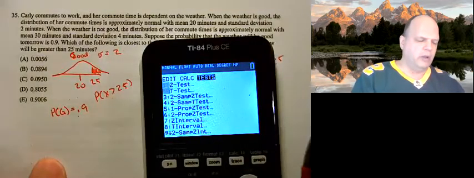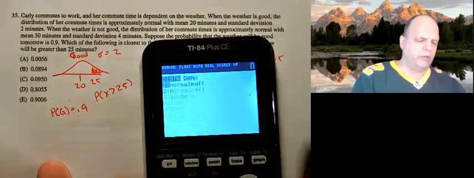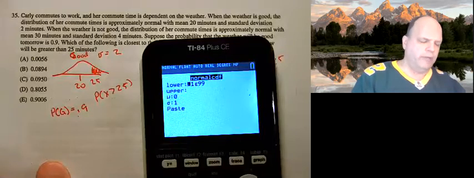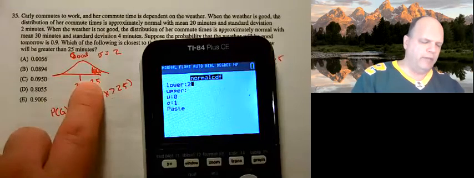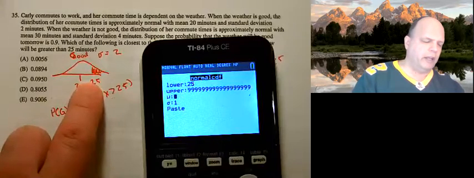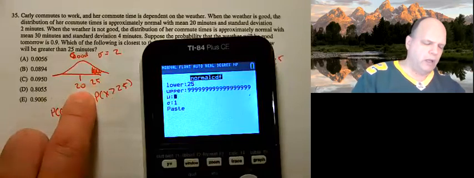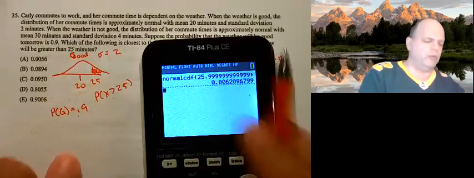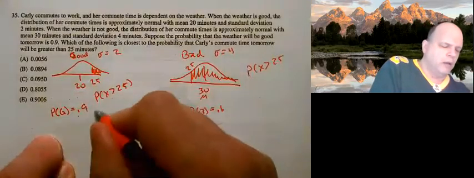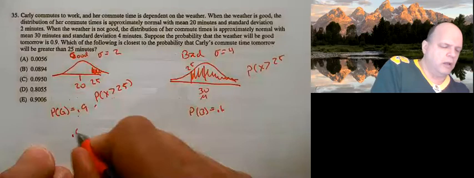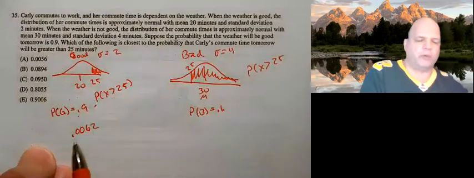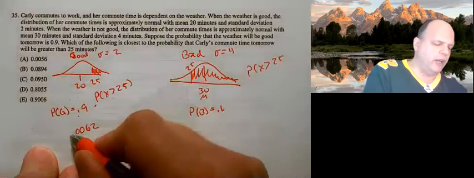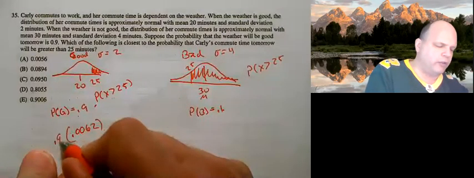Stat test, excuse me, second VARS, normal CDF. My lower bound is 25. My upper bound, she may never get there, positive infinity. My mean was 20, and my standard deviation is 2. And I get a value of 0.0062. So that's the probability that it takes more than 25 minutes if it's a good day, and there's a 90% chance that it's a good day.